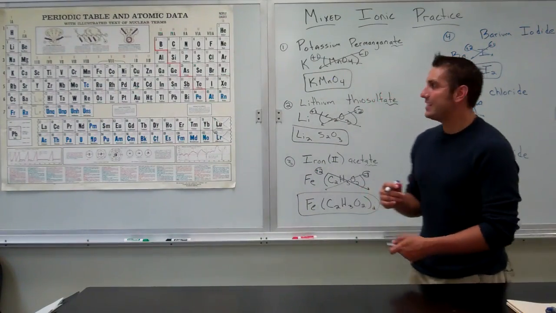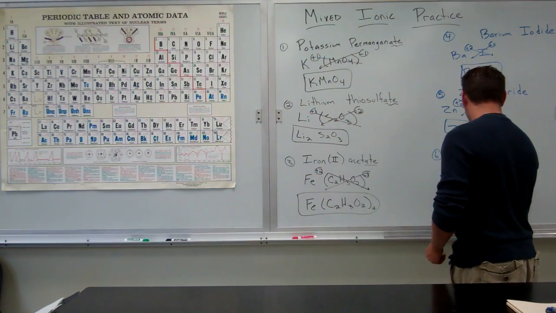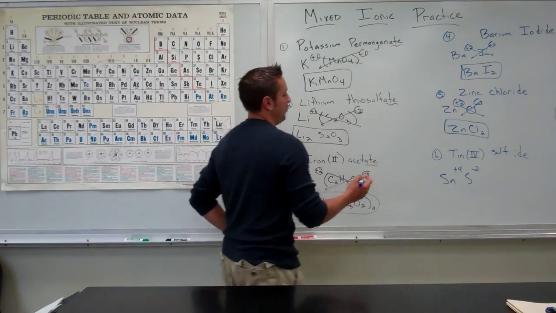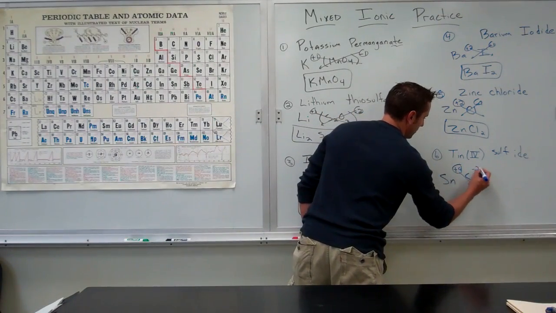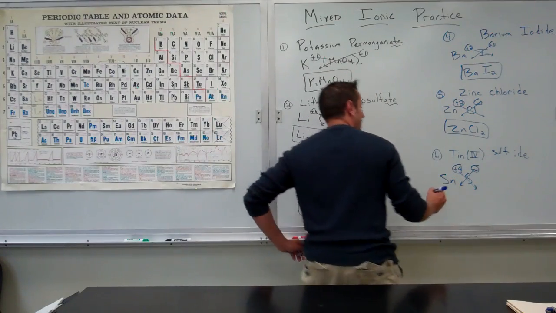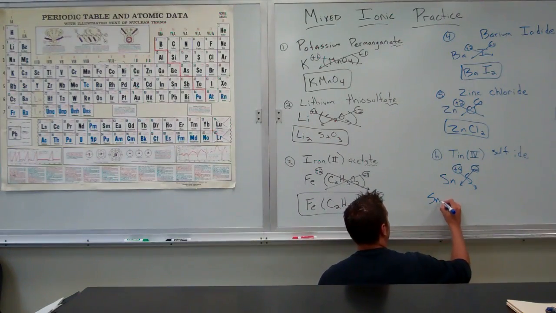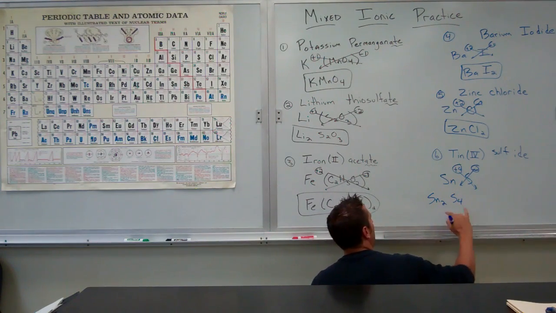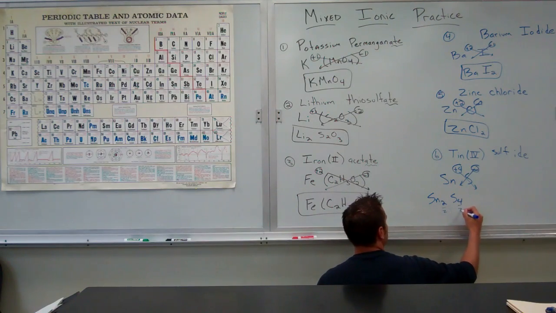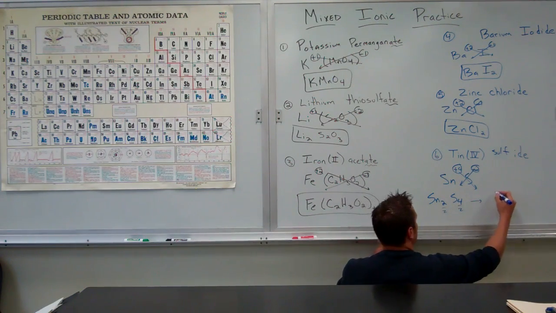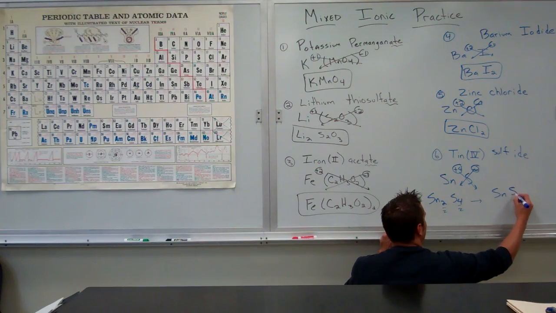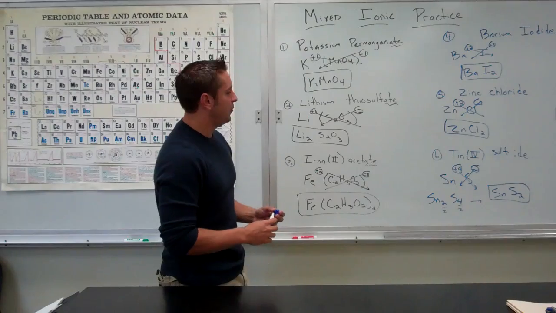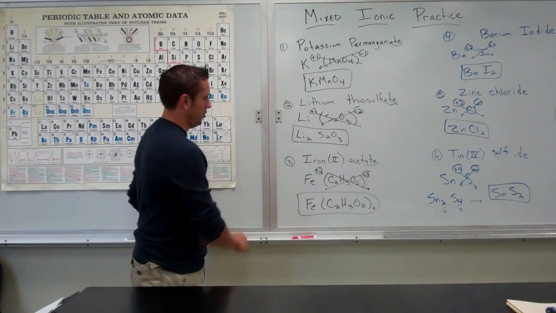S is in group 16. In group 16, I'll get a -2 charge. So if we cross and reduce, you will get Sn2, S4, and 2 and 4 can be reduced if we divide them by 2, and you should get SnS2. So tin IV sulfide gets the formula SnS2.